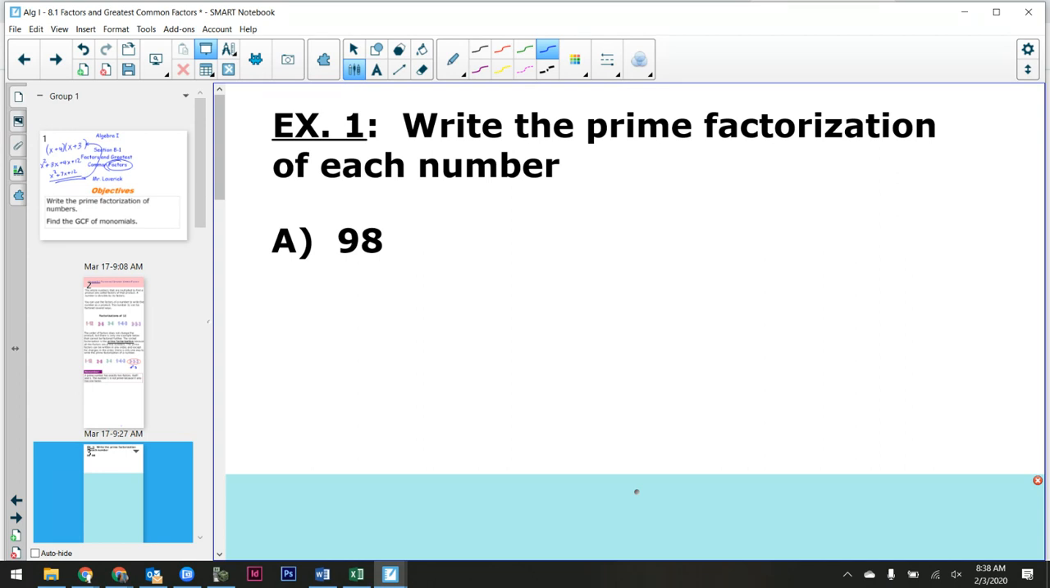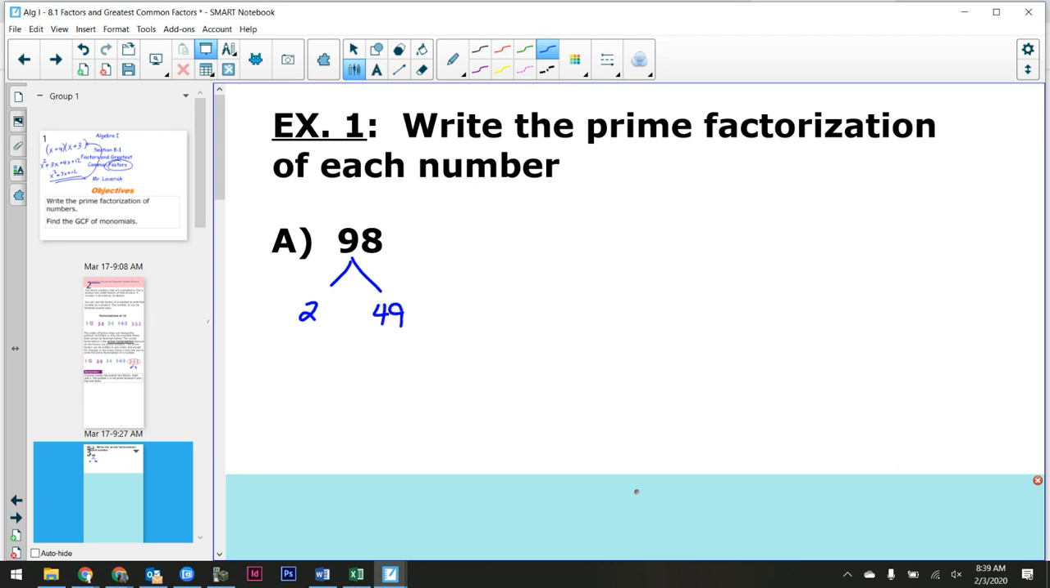All right, the prime factorization of each number. What I would do to find the prime factorization is do what's called a factor tree. You guys remember doing factor trees? Let's do a factor tree. What is a factor tree? Well, that basically divides the number into 2 parts using 2 factors. Okay, so what are factors of 98? It's even, so it's divisible by 2, right? So 2 times what is 98?